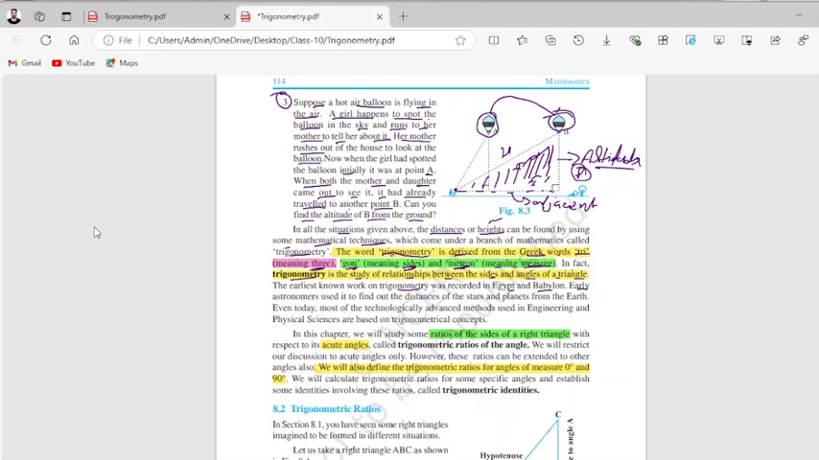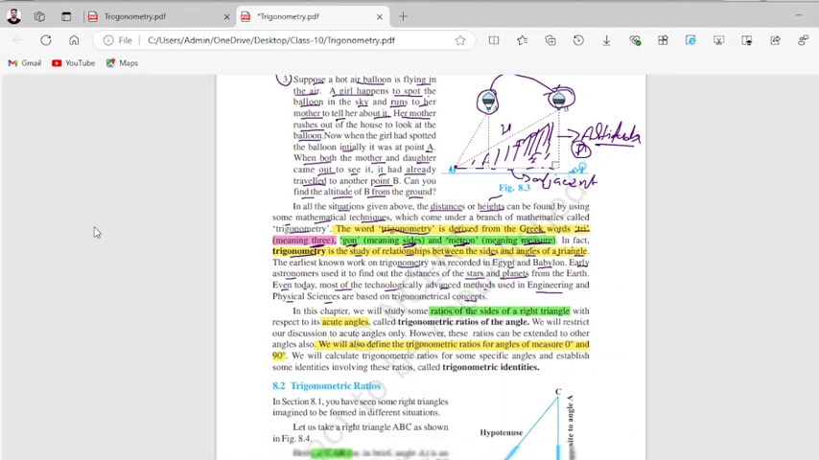Early astronomers used it to find the distance of the stars and planets from the Earth. Even today, most of the technologically advanced methods used in engineering and physical sciences are based on trigonometrical concepts.